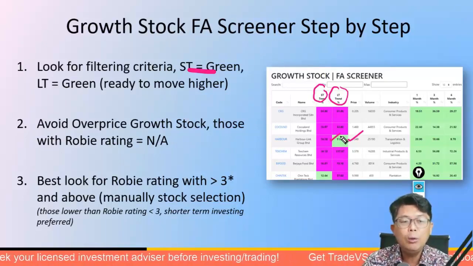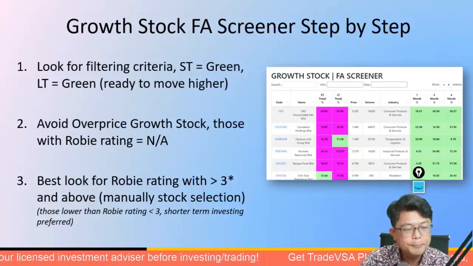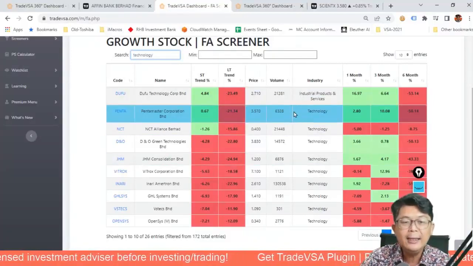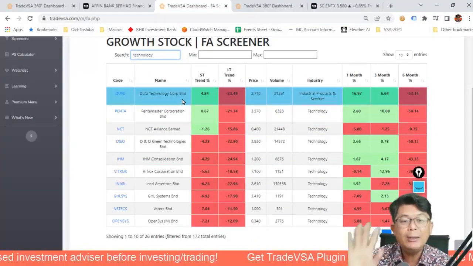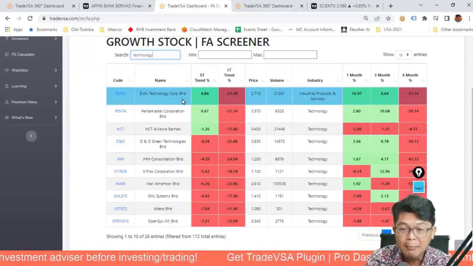So what we want to do right now, we will manually select them. I'm just going to share with you how we'll be selecting them. So let me just bring this up again. From here onwards, we want to be selecting. First of all, we select the stock first. All right. Then only we go for the timing part.